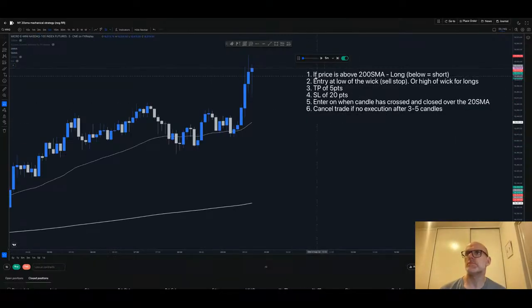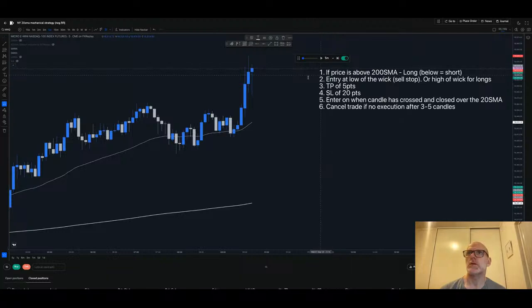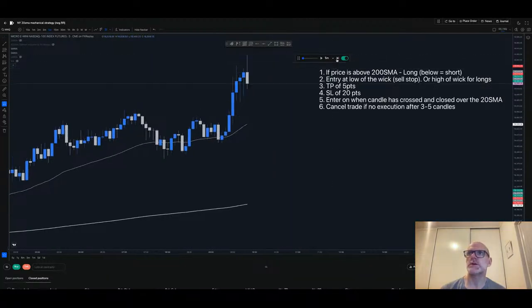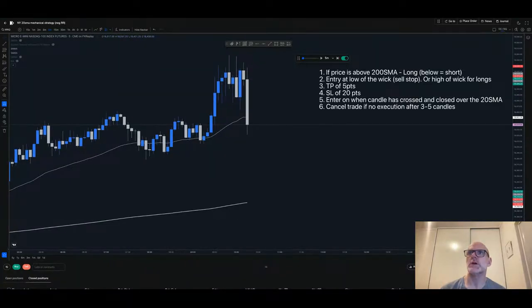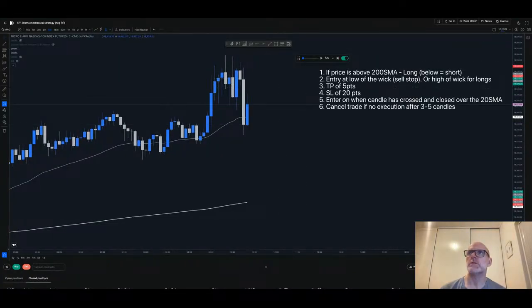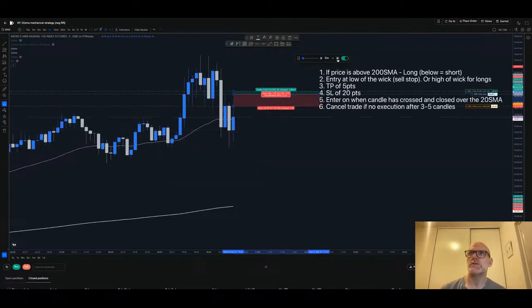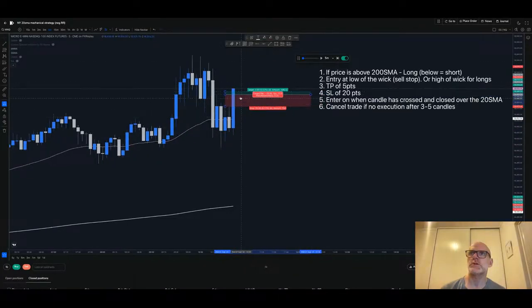Next. Price and 200 SMA, so the 20 SMA is above the 200. So we're looking for price to break back above. Here we go. Buy stop. Hasn't clicked in yet. Still no trade. Breaks above. That's a profit. What time is it? It's 10:30. Let's see if there's another one.